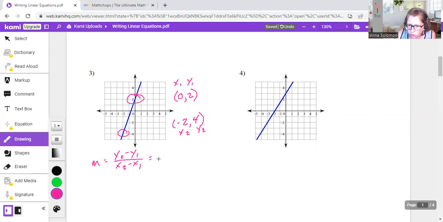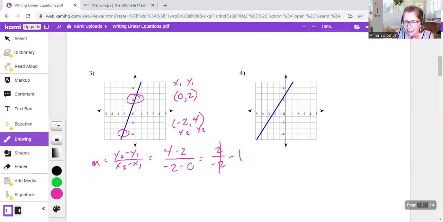So if we have our slope is y2 minus y1 over x2 minus x1 equals, all right, so y2 was 4, y1 was 2, x2 was -2, and x1 was 0. Then we've got 4 minus 2 is 2, -2 minus 0 is -2. So this simplifies down to -1. That's not right, is it? Nope, because that's not a negative slope. What did I do wrong?